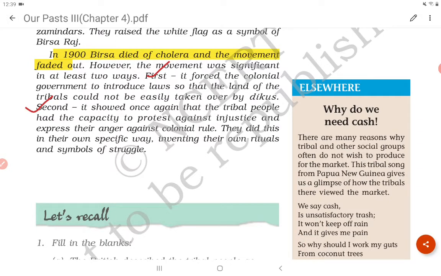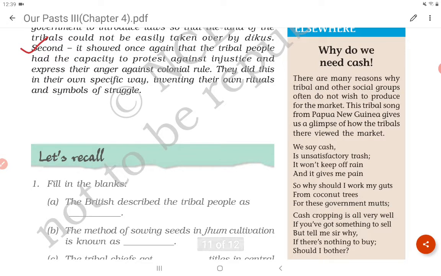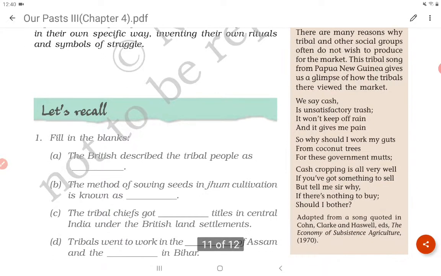So, elsewhere, what's happening in the world? Why do we need cash? There are many reasons why tribal and other social groups often do not wish to produce for the market. This tribal song from Papua New Guinea gives us a glimpse of how the tribals there viewed the market.